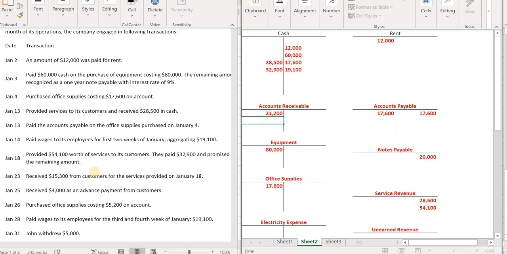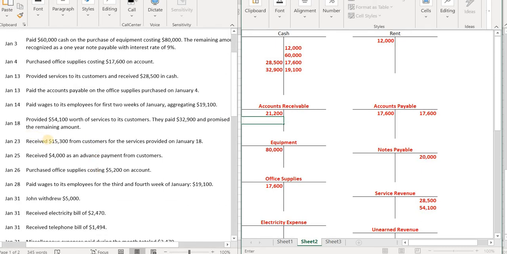Moving on. January 23rd, received $15,300 from customers for those services we just provided. So they're going to pay us part of our bill. Isn't cash going to go up since we received it? And what's going to go down? Accounts receivable. So why don't you do that? Increase cash by $15,300 and decrease accounts receivable by the same amount.